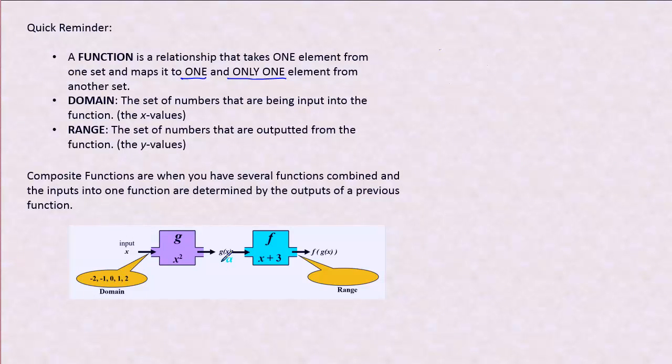So the values that end up coming out here then go in to this function, the function f. So the values in the middle act as the domain for f. Then we have values come out. So overall, for the combined function, this is the domain, and the values that come out would be the range.